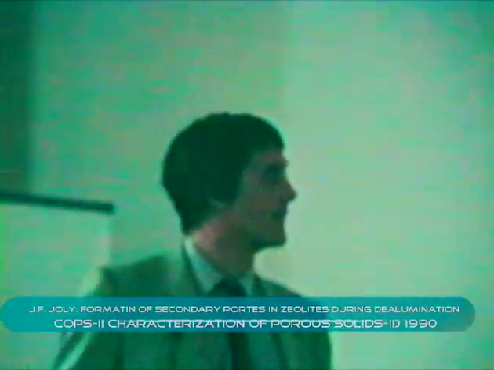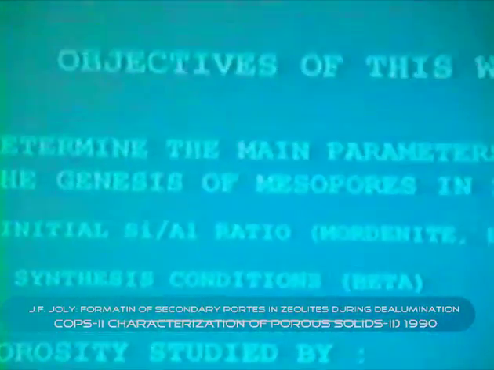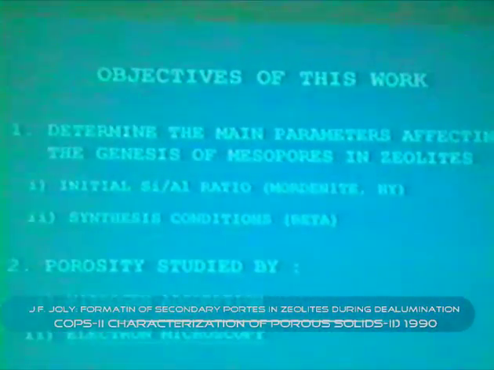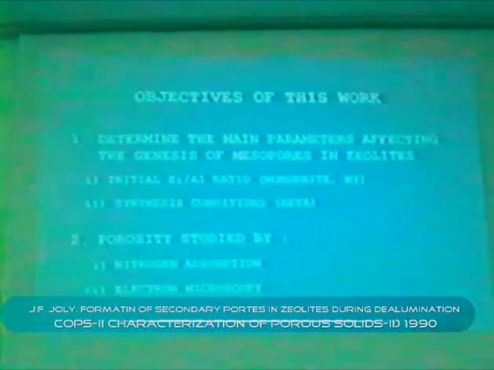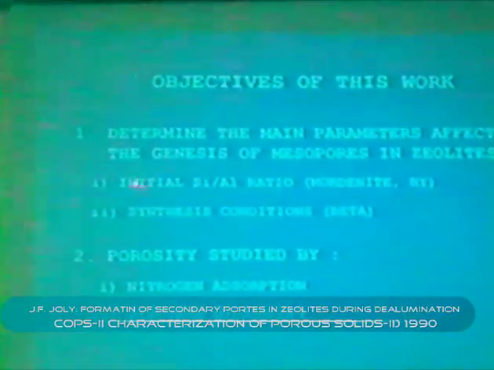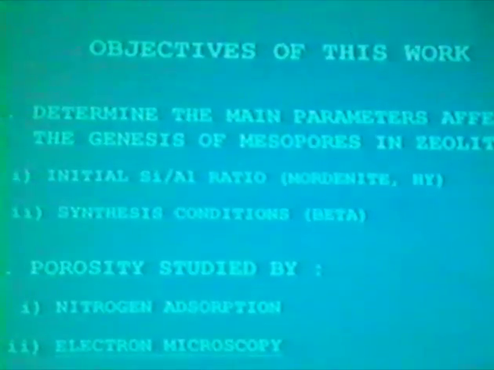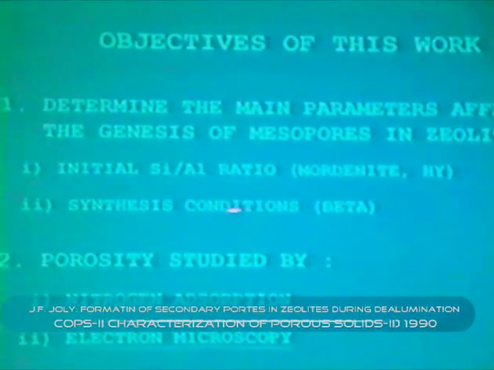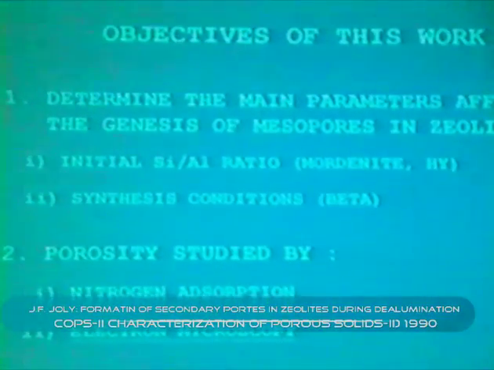Next slide, please. So, the objective of our work is to determine the main parameters which affect the genesis of mesopores in zeolite in the course of classical dealumination treatment. And we are focused on two parameters. The first one is the initial silicon to aluminum ratio, in the case of mordenite and HY zeolite. The second one concerns the synthesis conditions in the specific case of beta zeolite.